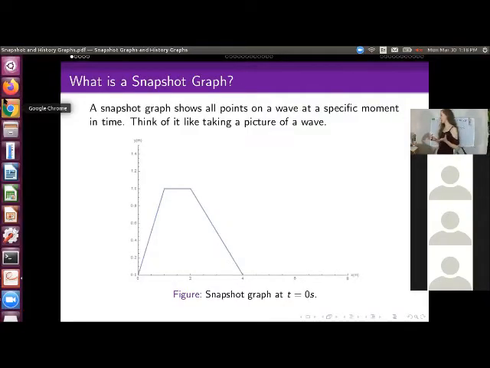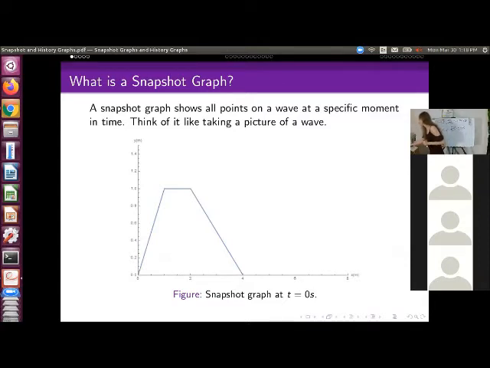What is a snapshot graph? Well, a snapshot graph shows all the points of a wave at a particular instant in time. So you can think of it like taking a picture of a wave. If you have a wave on a string and you took a picture of it, you'd be able to see where each individual point's x and y coordinates are. That's basically what a snapshot graph is. So I have here this example where we just have this little wave shape, and I'm going to call this the t equals 0 time.